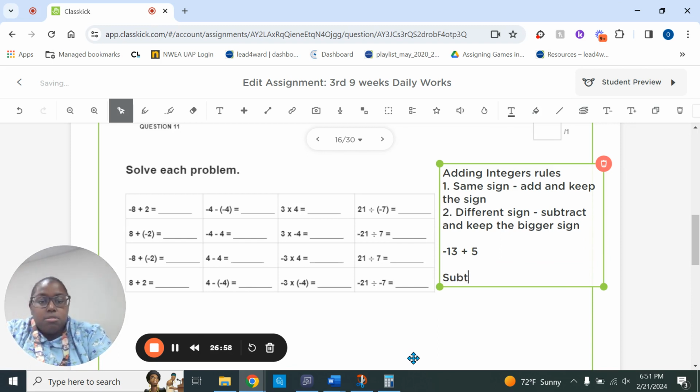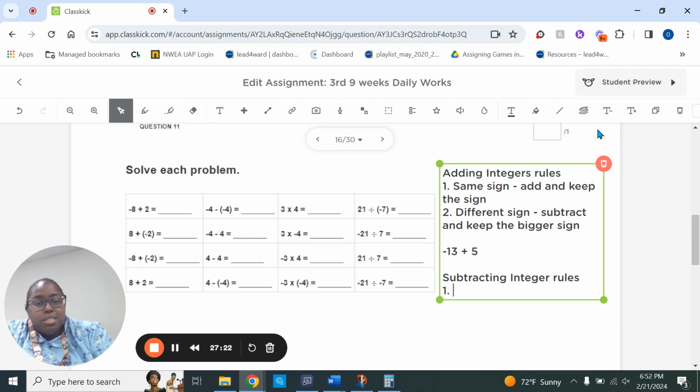Subtracting integer, once again, is not just integers, it's numbers in general that have positive and negative signs. And this goes for any subtraction because I told you to do this for all subtraction from now on. That way you can start getting used to the skill that you'll need when you get to algebra. Subtracting integer rule, well, subtracting integer doesn't have a rule. It has steps. Step 1, perform KCO.